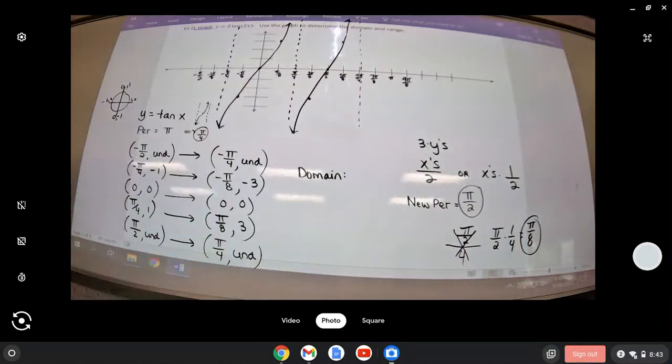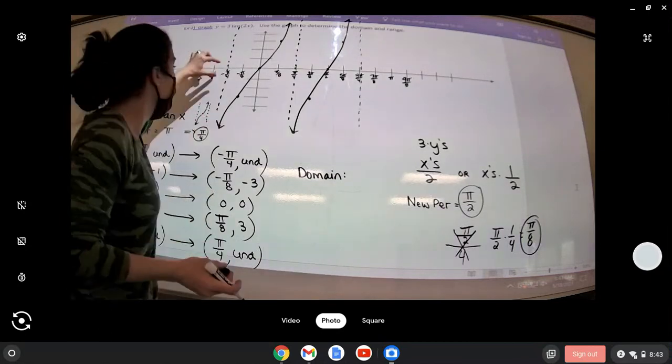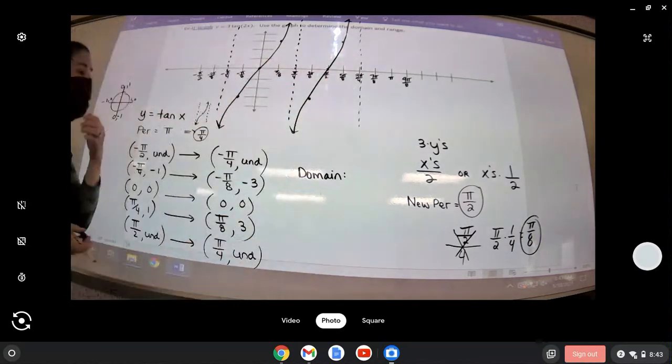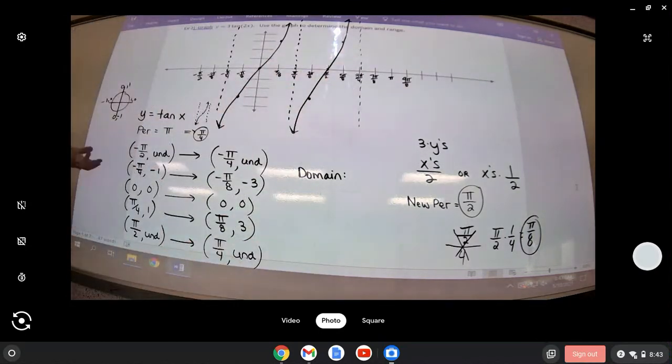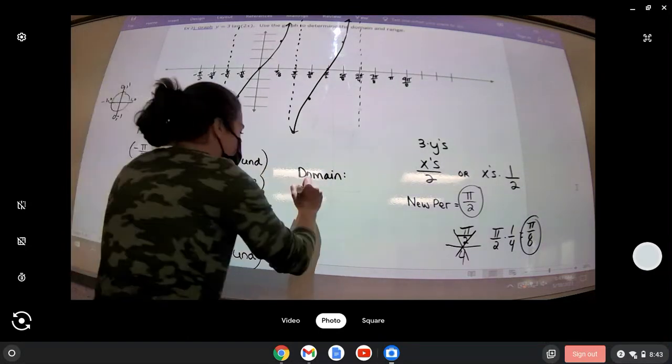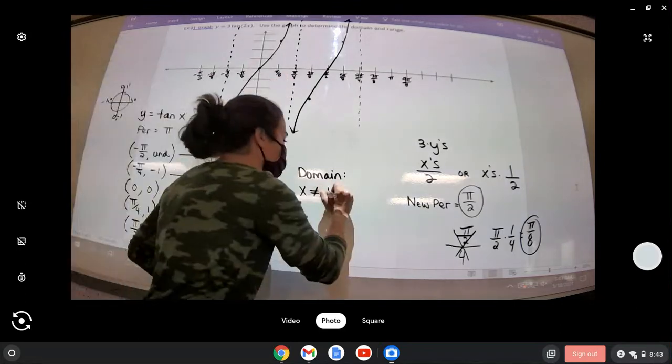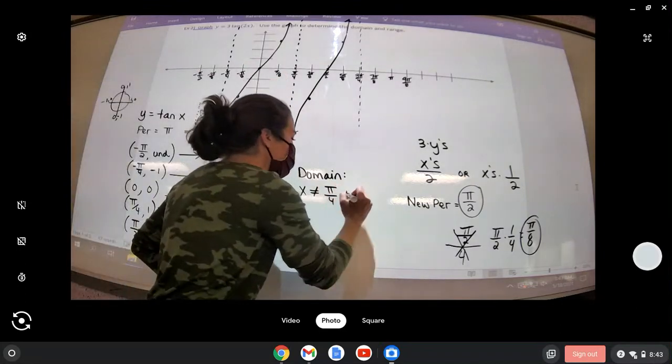who are the bad guys? Guys, look for your VAs. Who are the x values that you're not allowed to plug into this function? Negative pi over 4, 1 pi over 4, 3 pi over 4. Obviously, pi over 4 is bad, and any odd integer multiple of it is going to be bad. So we're going to say x cannot be. Our first bad guy is pi over 4, plus or minus.